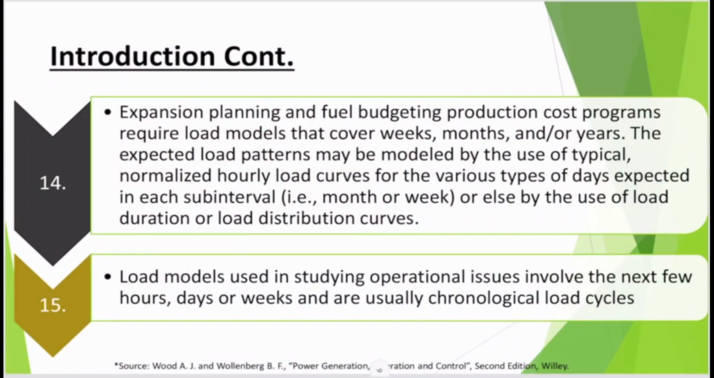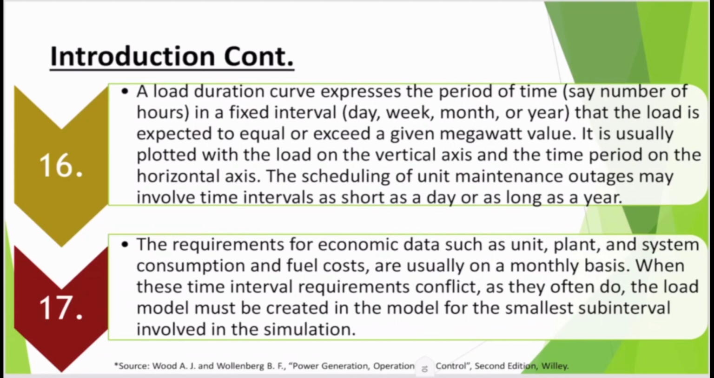usually chronological load cycles. A load duration curve expresses the period of time, say the number of hours, maybe 1 hour, 2 hours, 24 hours, in a fixed interval, day, week, month or year, that the load is expected to equal or exceed a given megawatt value. It is usually plotted with the load on the vertical axis and the time on the horizontal axis. So you have time, you have load.